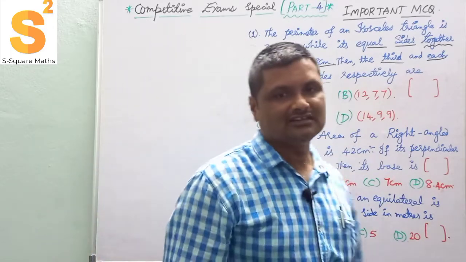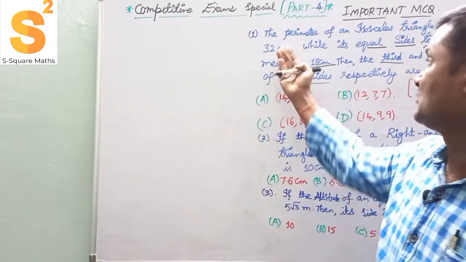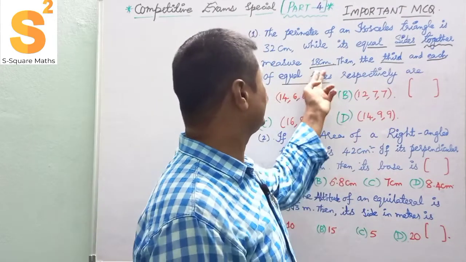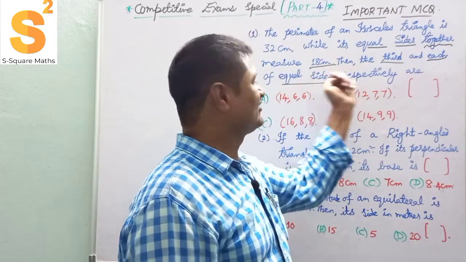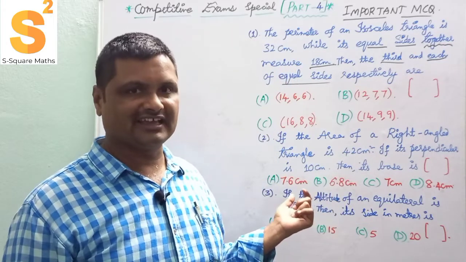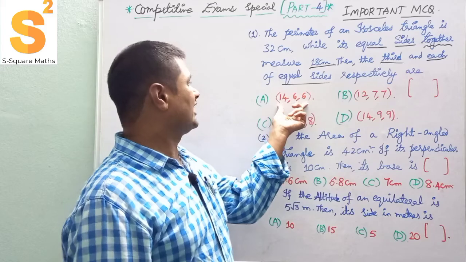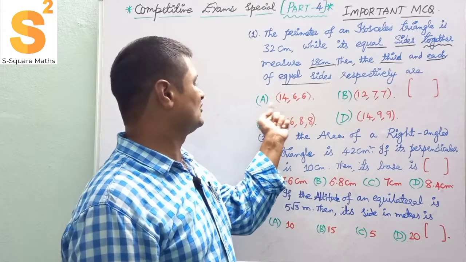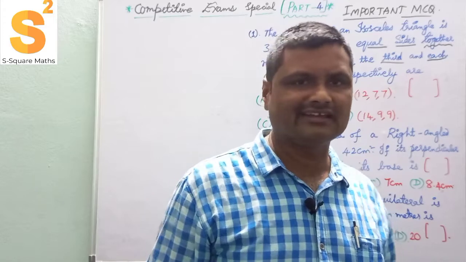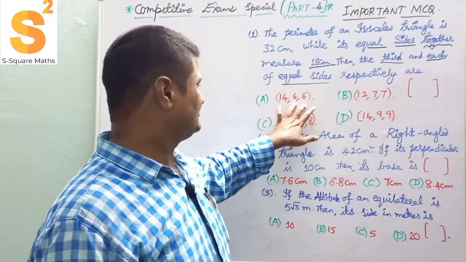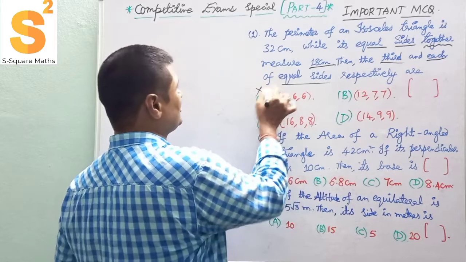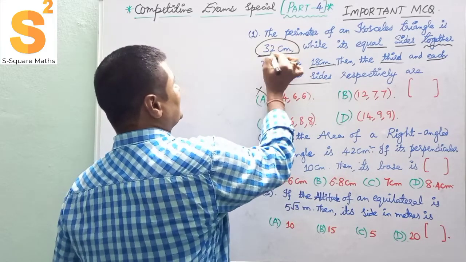So the perimeter is given, here it is 32 centimeters, and, sorry, the sum of the two equal sides is given as 18. To pick the option among A, B, C, D, go and add all three sides. So 14 plus 6 plus 6. Nothing but trial and error we are going to consider here. 6 plus 6 is 12, and here it is 14, 26. So A does not suit, because our perimeter is 32 centimeters.